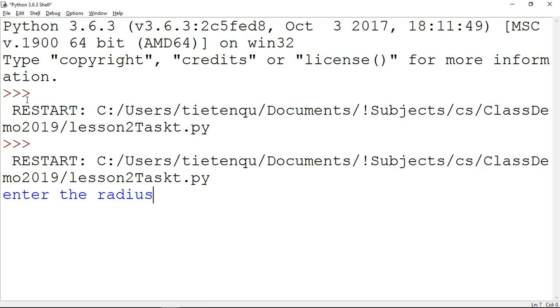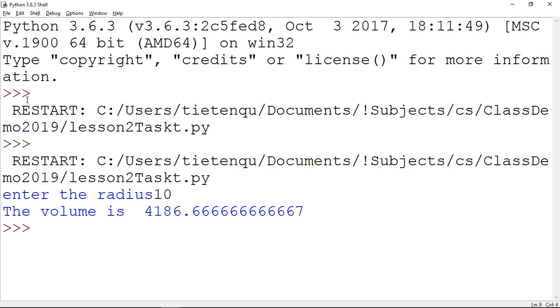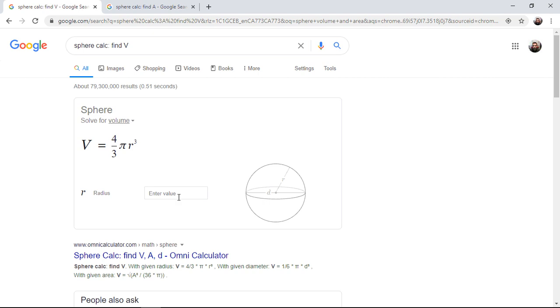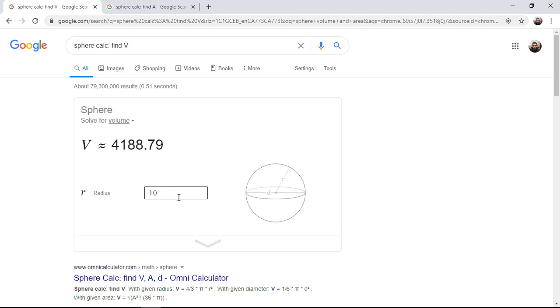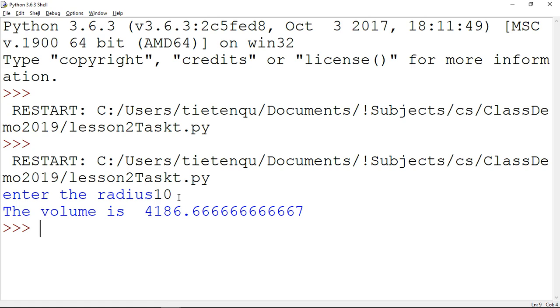Enter the radius. So let's say I give it a radius of 10, and it's telling me the volume is 4,186.67. Now, we can just check that using Google's calculator here. Let's say we enter a volume of 10, 418879. And we got here 4186.66. Now, why would those answers be different?